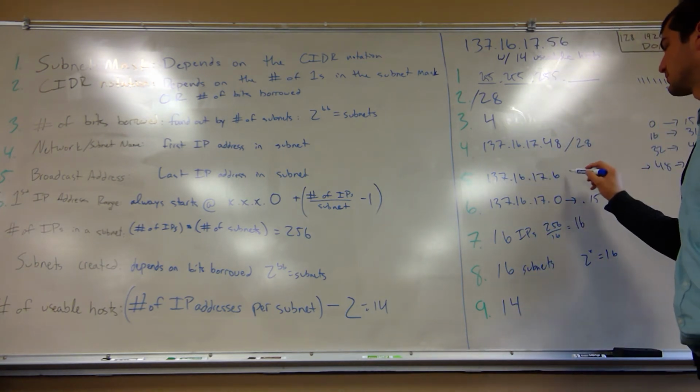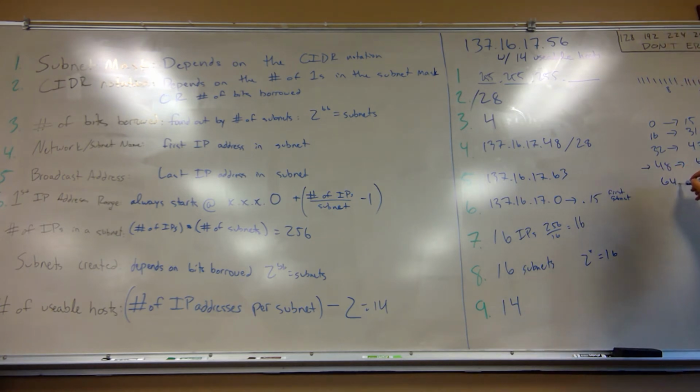64, 63. 63. 64 is the start of the new subnet. You guys notice this? 0, 16, 32, 48, 64. The beginning of any subnet will always be even, because it always has to be a power of 2.